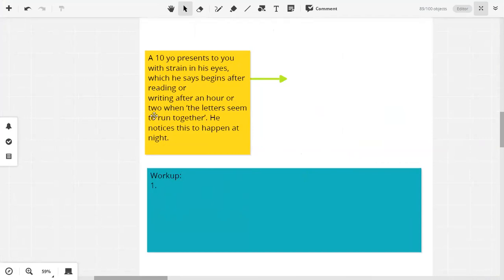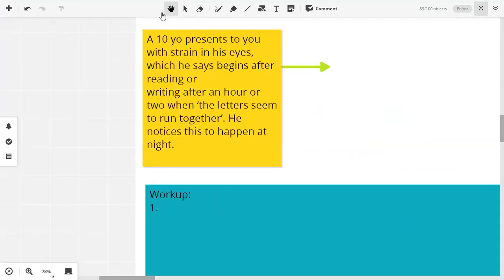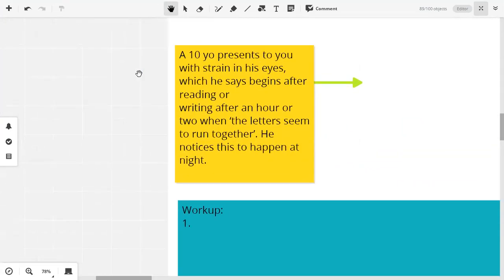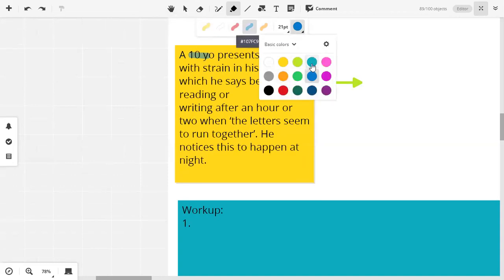So, what are the important points in the history of this patient? Let's see. I'll bring this down. So what are the important points in the history of this patient? First important point is the age. 10 years old. The child is 10 years old. That's an important clue. It helps us a lot.